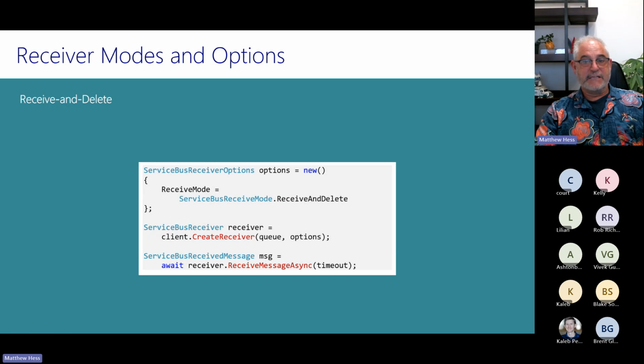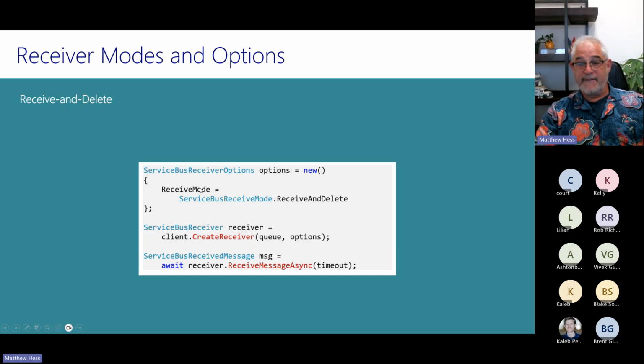The next thing we're going to talk about is receiver modes. There are two: receive and delete, and peek lock. Peek lock is the default, and it's what most people are using. But I'm going to start with receive and delete because it is just much simpler. It's very easy to understand. So let's do receive and delete first.